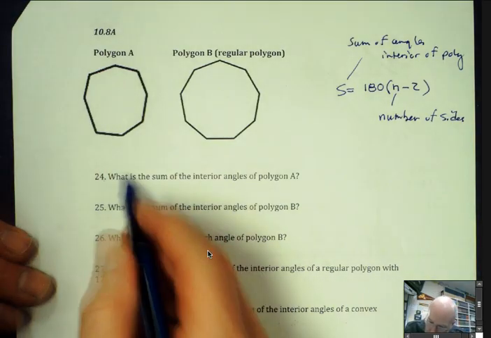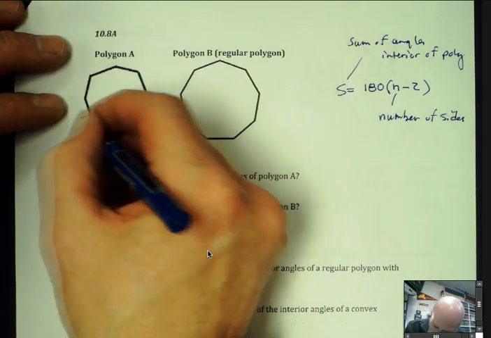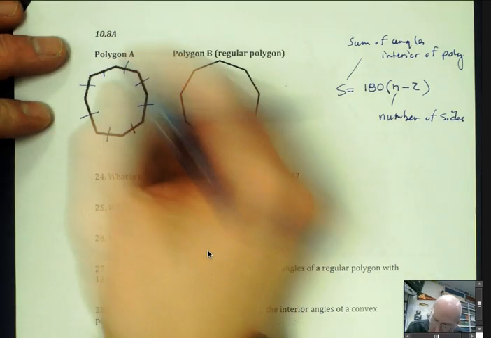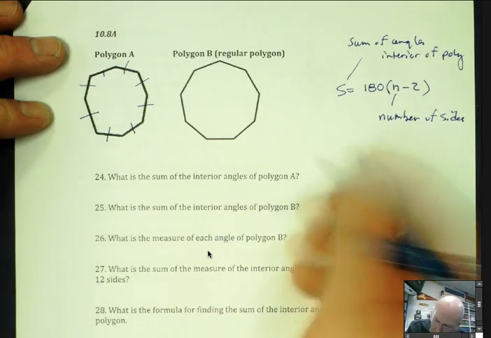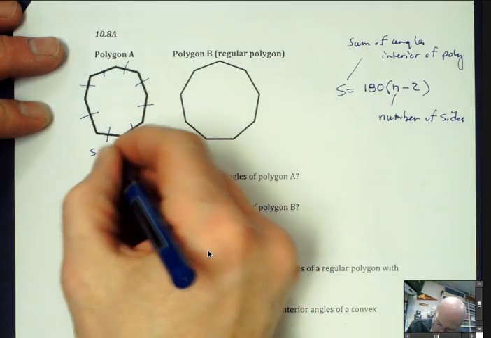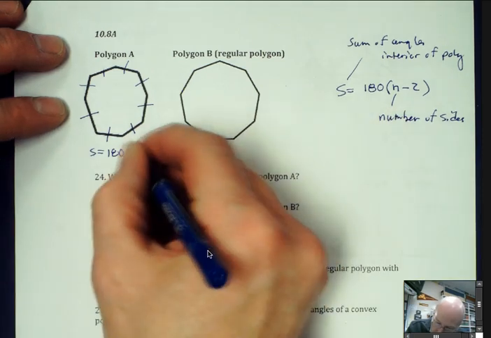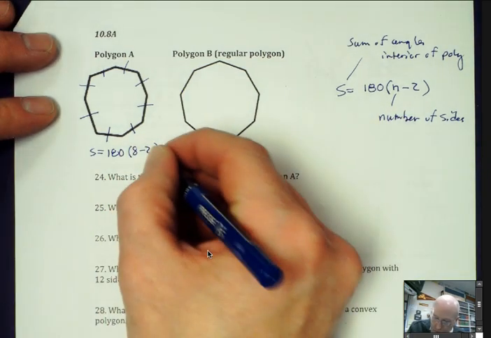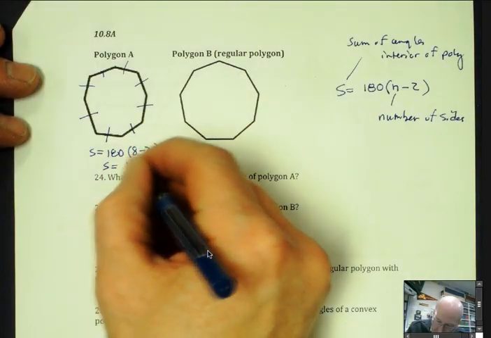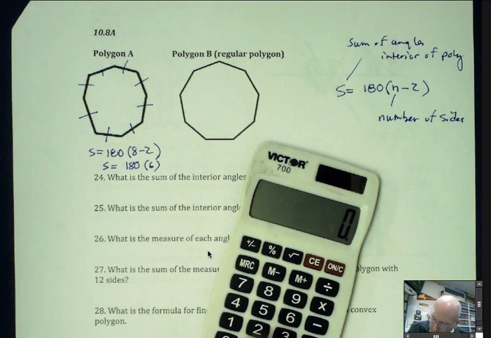All right, so it says we got 2 polygons here. What is the sum of the interior angles of polygon A? So I'm going to count the sides. 1, 2, 3, 4, 5, 6, 7, 8. I got a total of 8 sides here. So I'm going to apply the formula. The sum is equal to 180 times n, the number of sides, so 8 minus 2. Okay, I can simplify that. The sum is equal to 180 times 6.